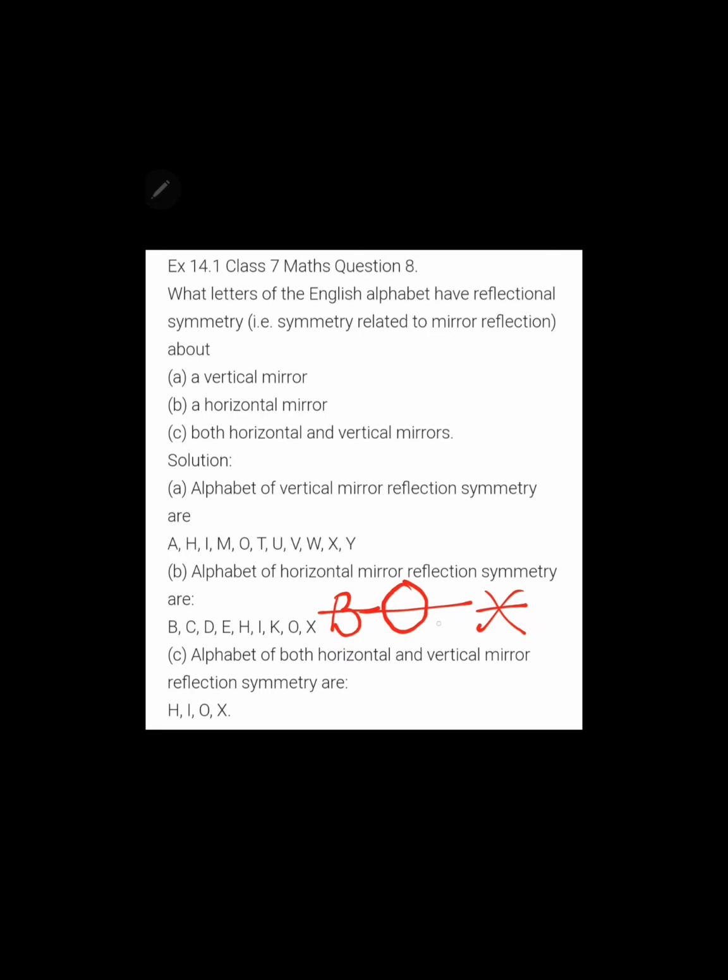Now come to question number C. So in C, you have to find out the alphabets which have both horizontal and vertical line of symmetry. So these are the four alphabets: H, I, O, X. So X we can divide like this, and X we can divide like this. So this is vertical and this is horizontal line of symmetry. So the alphabets H, I, O, X have both horizontal and vertical line of symmetry.